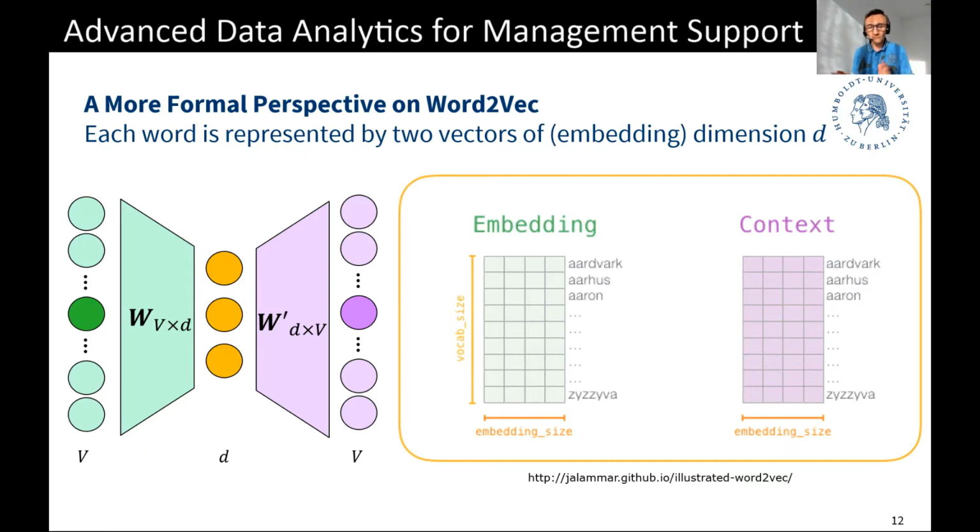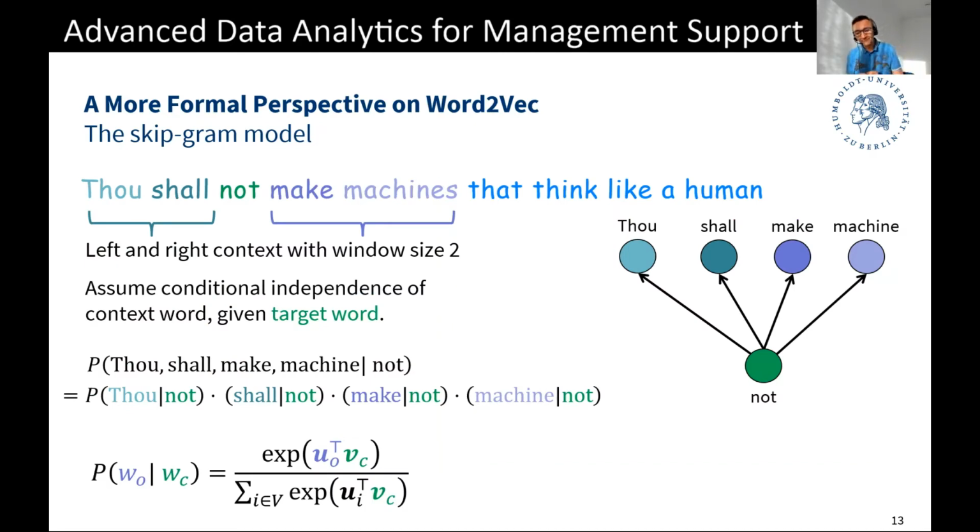But for now, just as a reminder, we have these matrices that represent our words. And let's move on here. Considering the exemplary sentence, "This shall not make machines that think like a human." It's just an example from a famous book, but never mind. We have our left and our right context, and let's focus for the time being on the skip-gram model, which is, from the formal perspective, a bit more handy.